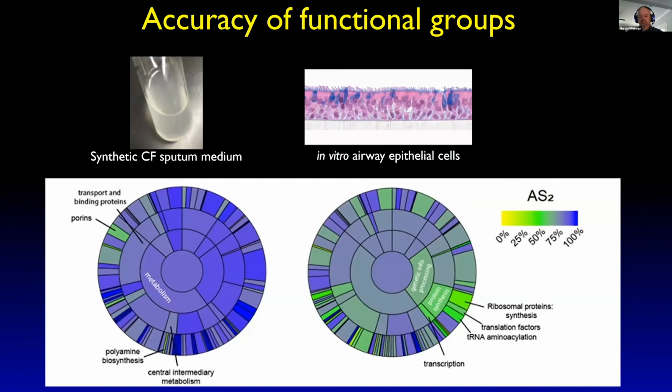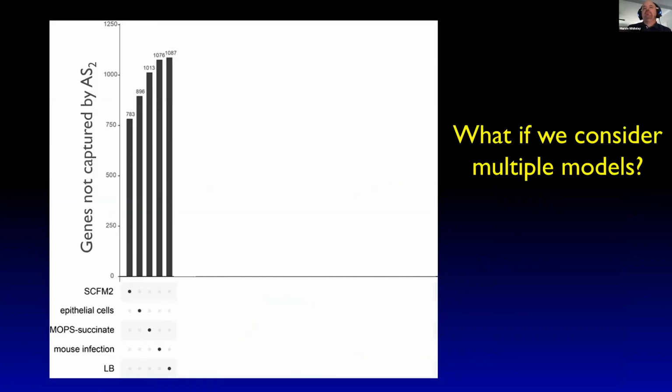One of the last things I want to show you, I think I'm doing okay, is, well, here are the individual models again. And then these are the genes that are inaccurate. So here's SCFM2. Remember, it had 783 genes. Here is LB. It had 1,087, which is very close to the mouse.